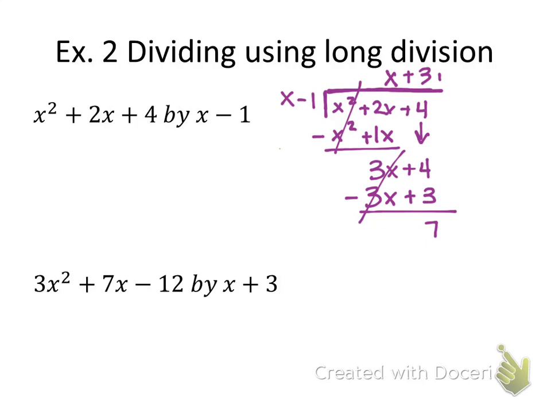So I'm going to write my little plus sign here because it has to be plus. And I'm going to write 7 over x minus 1. And this is my final answer, just like this. Okay? Can we make it remainder of 7 or do we have to? No, it needs to be over a fraction. I don't want you to write R7. I want you to write 7 over x minus 1.